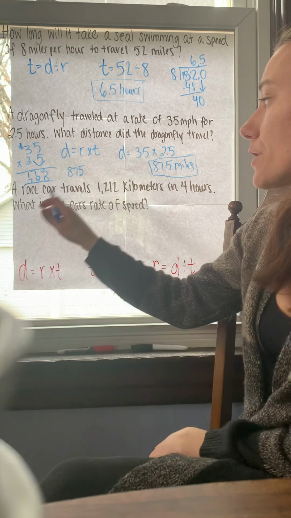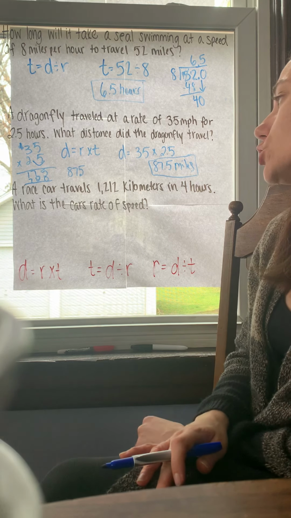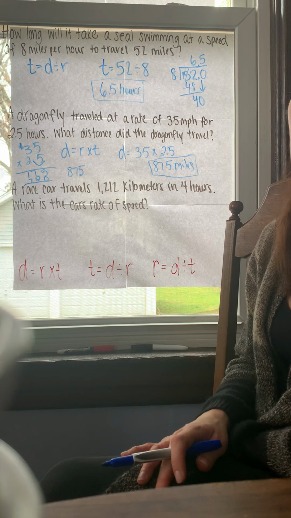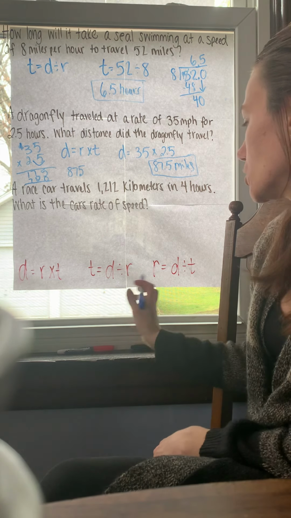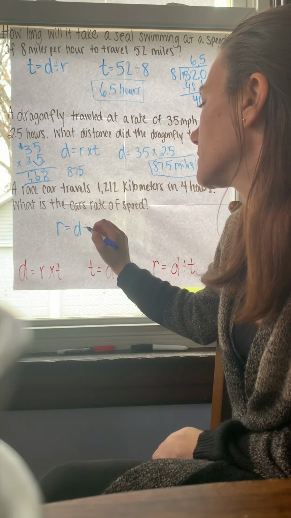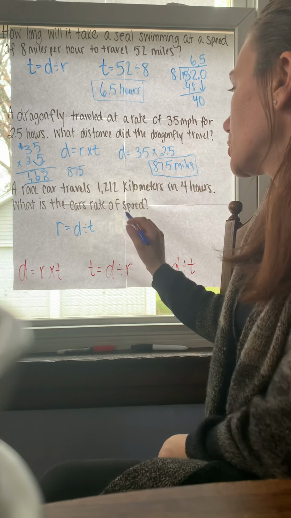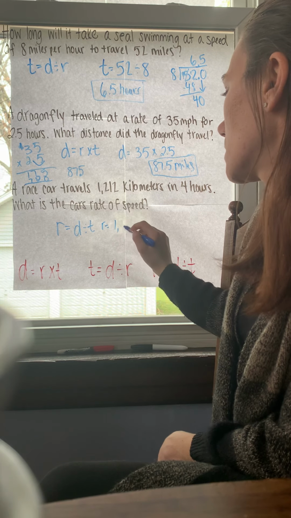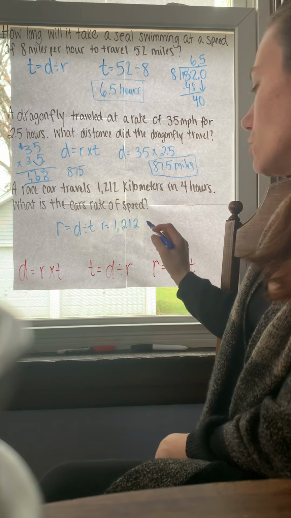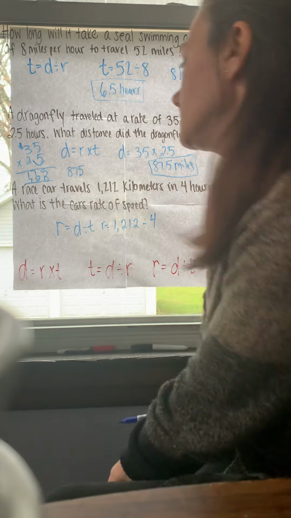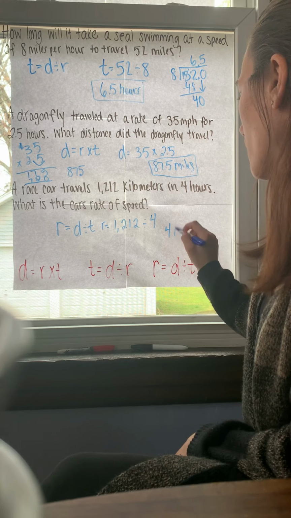The next one is a race car travels 1,212 kilometers in 4 hours. What is the car's rate of speed? So we're using the rate formula, R equals D divided by T. So we know that the distance is 1,212 divided by 4. So 4 goes into 1,212.